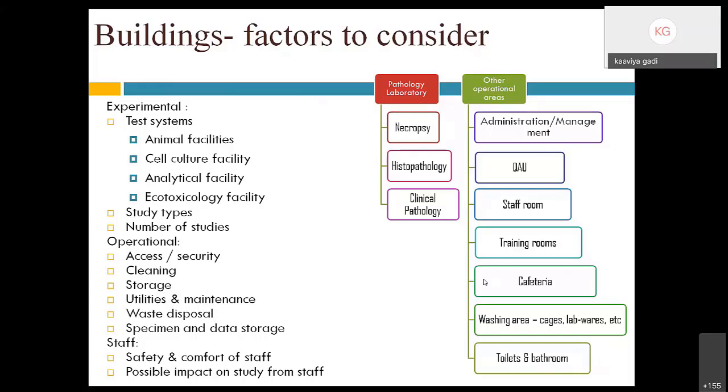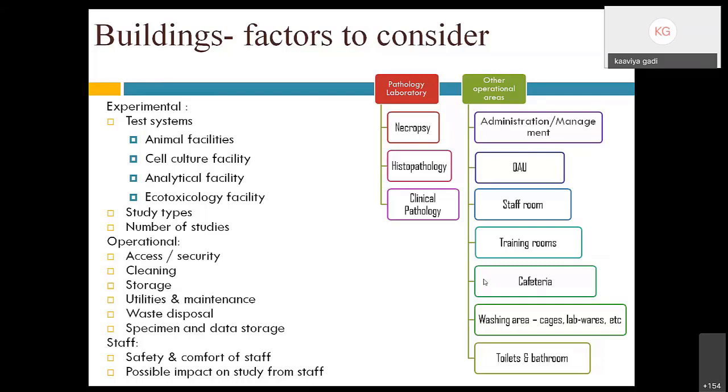So when we say experimental area, we connect the test system there. In test system, the guideline discusses only animal facilities. Most of the documents discuss animal facility. I would try to include even cell culture facility, because test system does not only include lab animals, but we do have cell cultures, as well as another area called ecotoxicology, where aquatic species, avian species, or terrestrial species like earthworm and honeybee are being studied. These are the test systems in ecotoxicology.